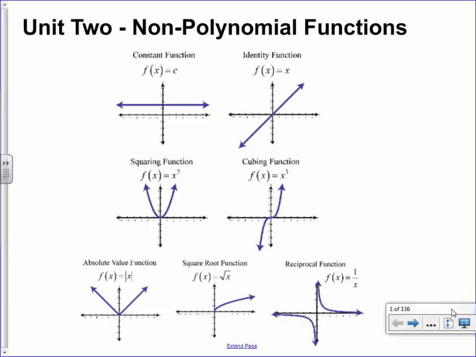Anyone want to volunteer a definition of a polynomial? Sure, that'll work. Let's start with that.